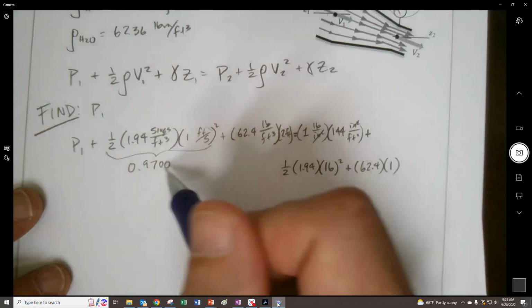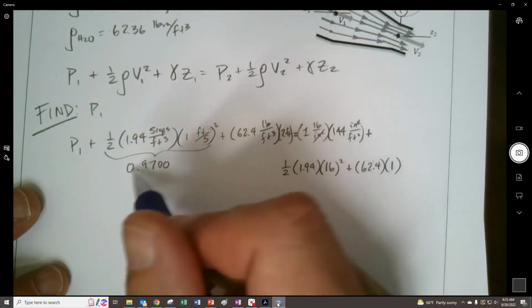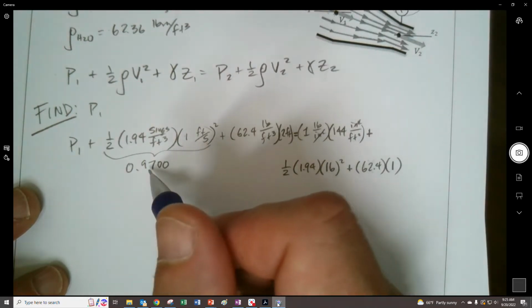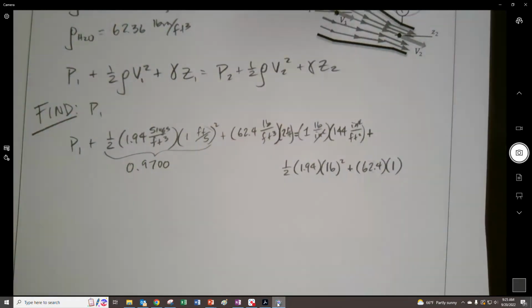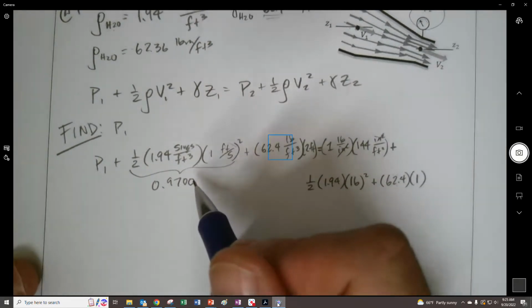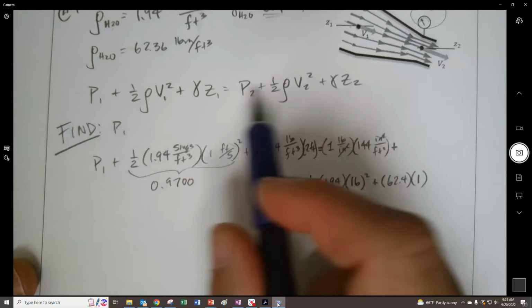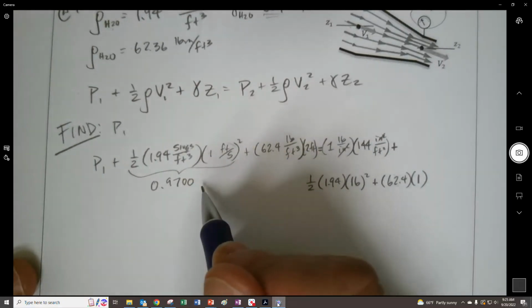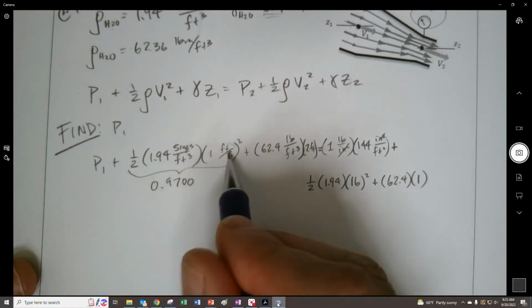So what we get is 0.9700. We're going to find out later that this is a type of energy. We can call it energy per volume. We can see based on the units. We'll talk about that in the next class just to try to hammer home that Bernoulli is actually an energy balance. But anyway, okay, so let's take a look at the units that are right here.